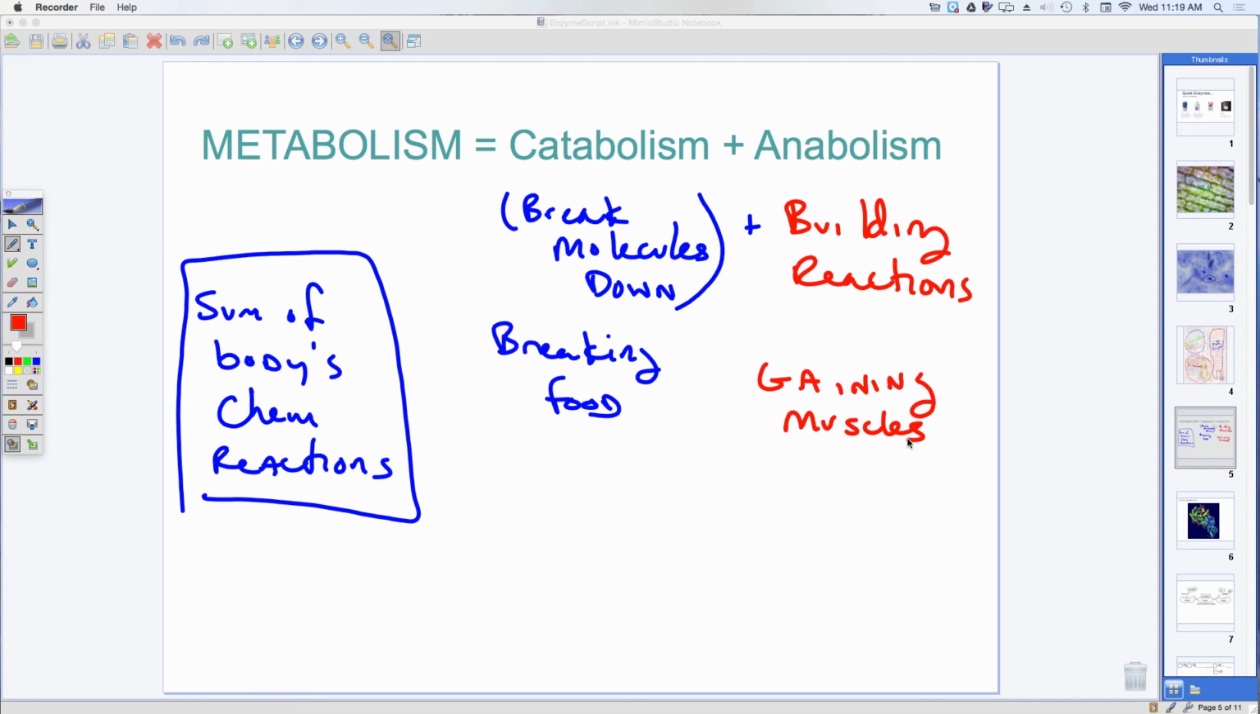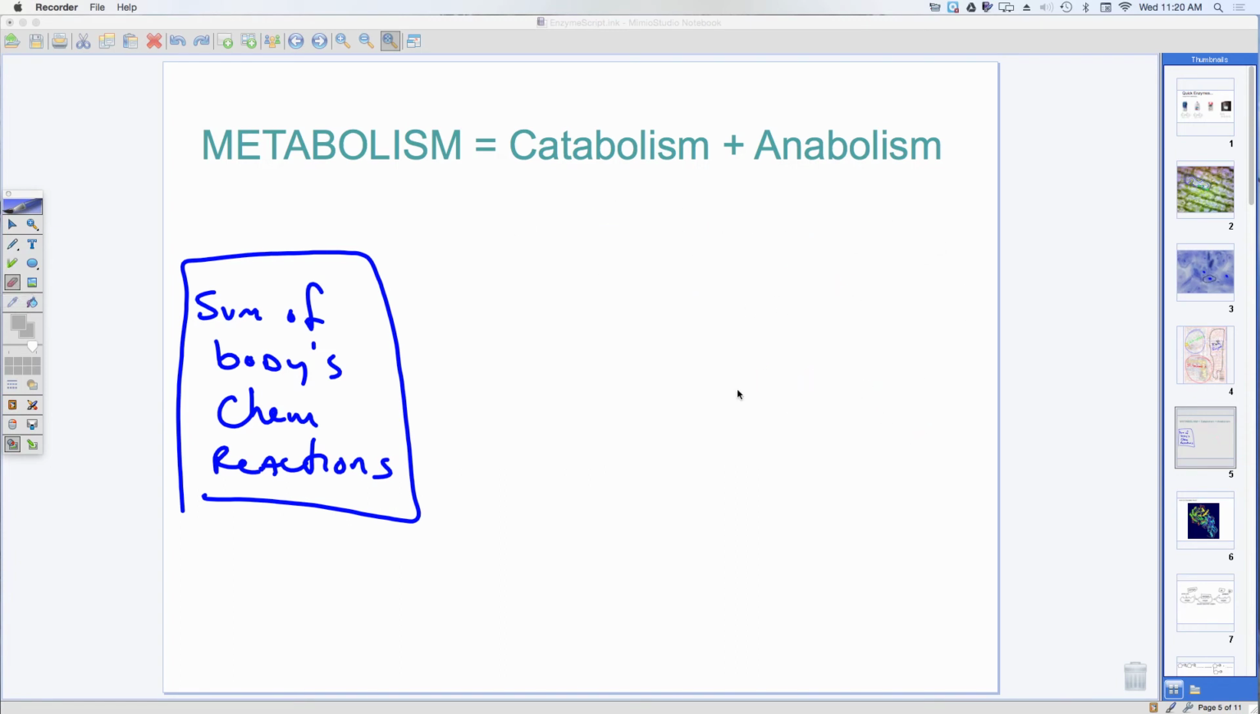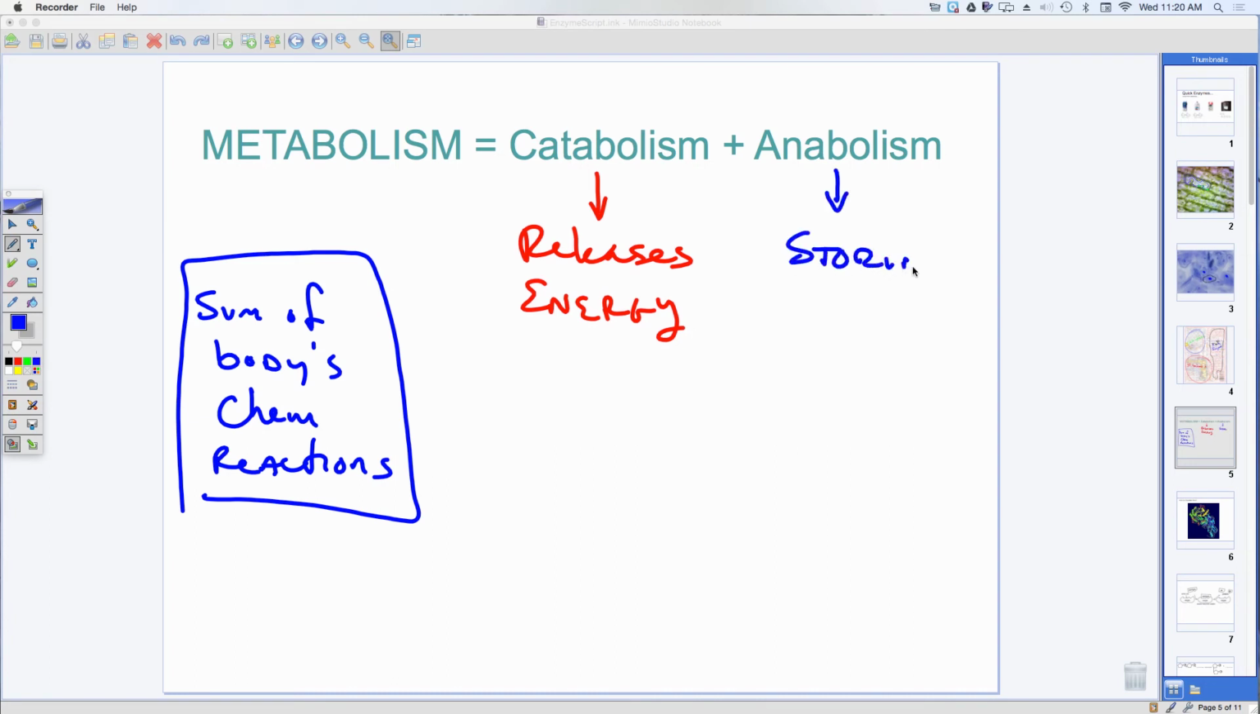Well, it also turns out that when we look at the words catabolism, the breaking reactions, and anabolism, the building reactions, we can also think of them in terms of energy. So when we break molecules down, we are releasing energy. And when we build molecules up, we are storing energy.